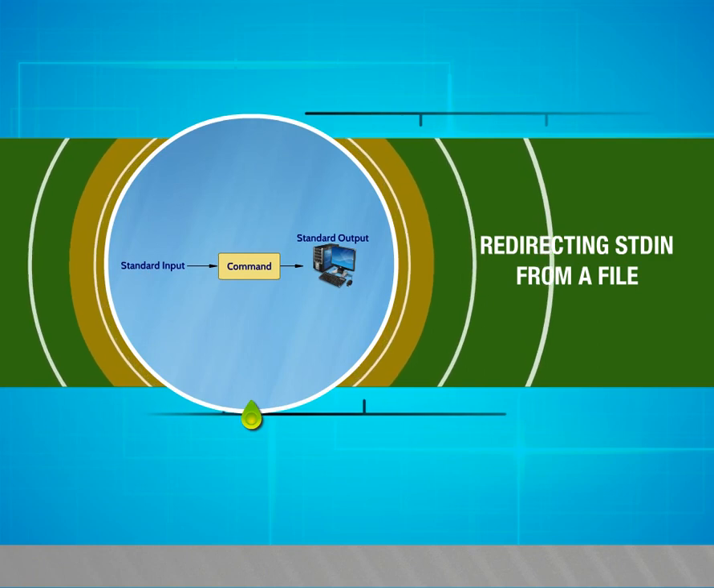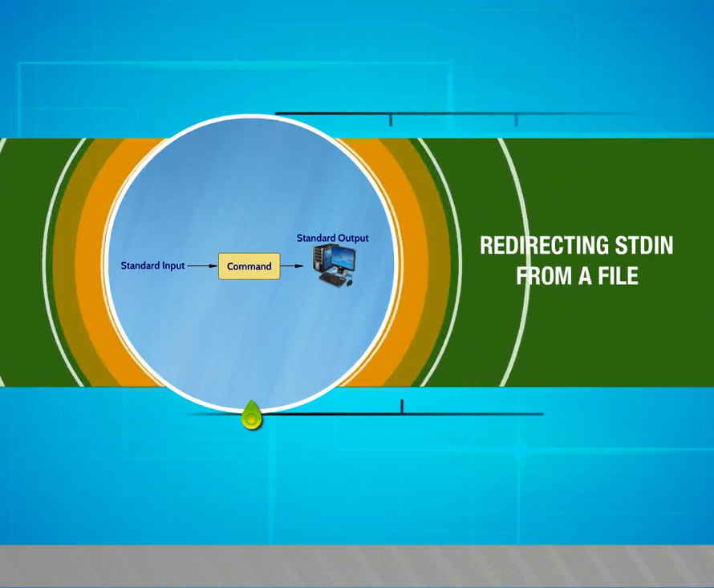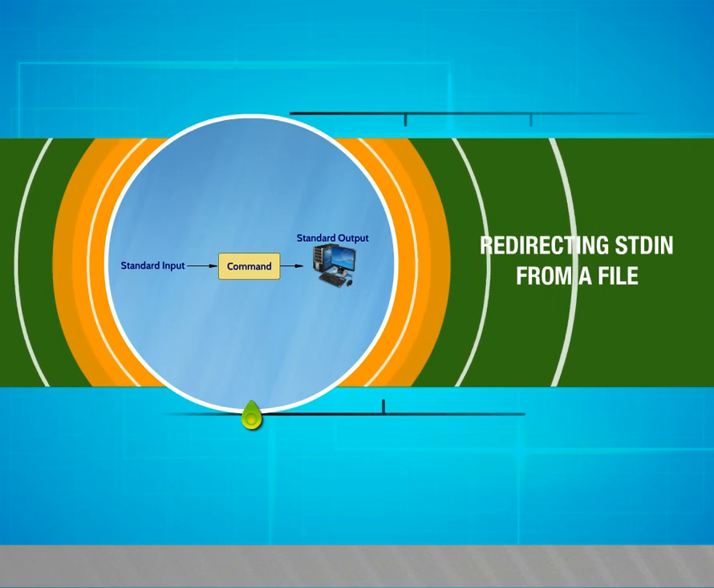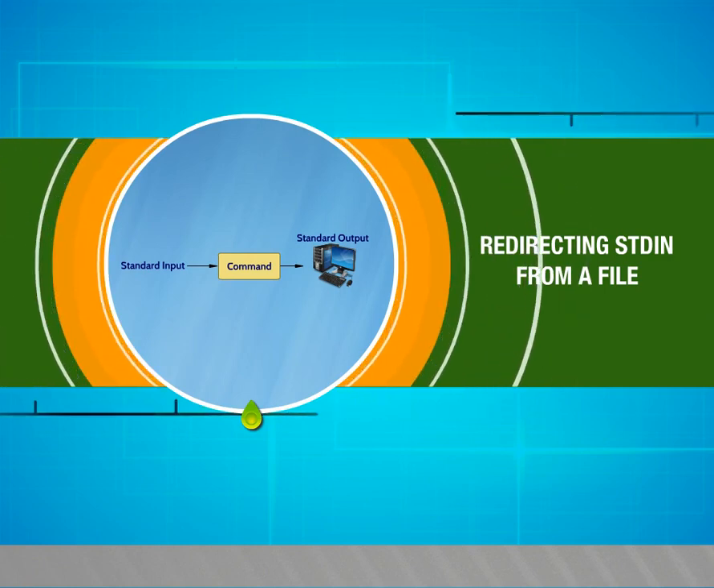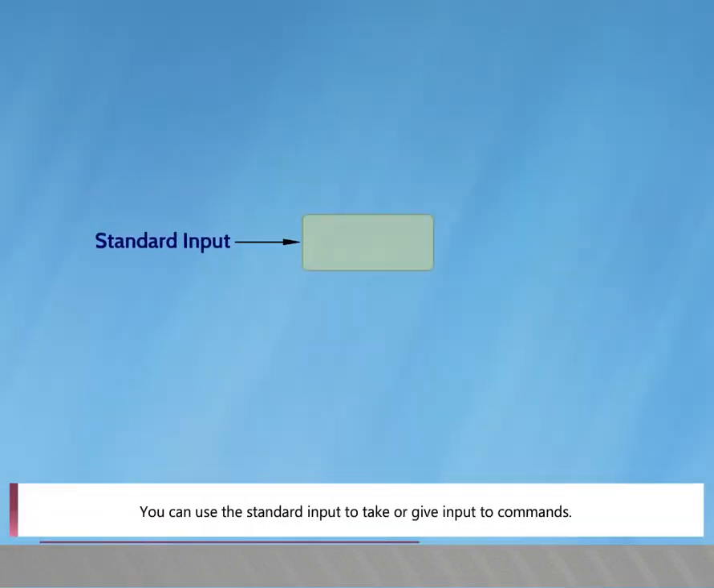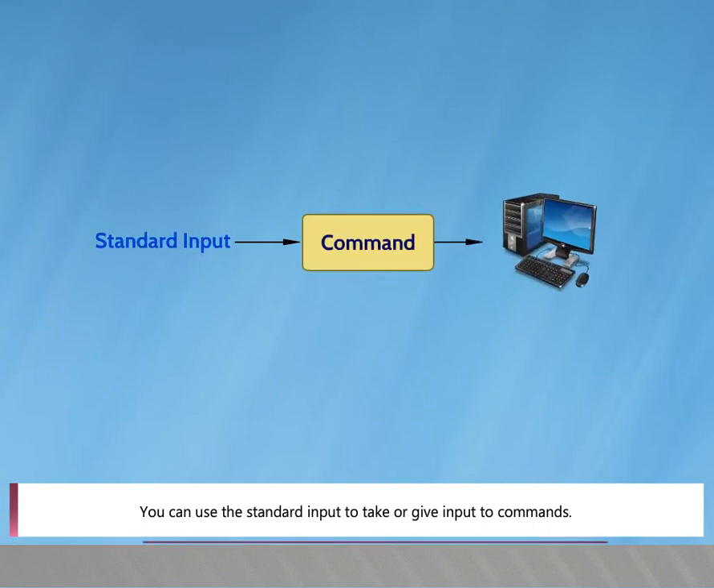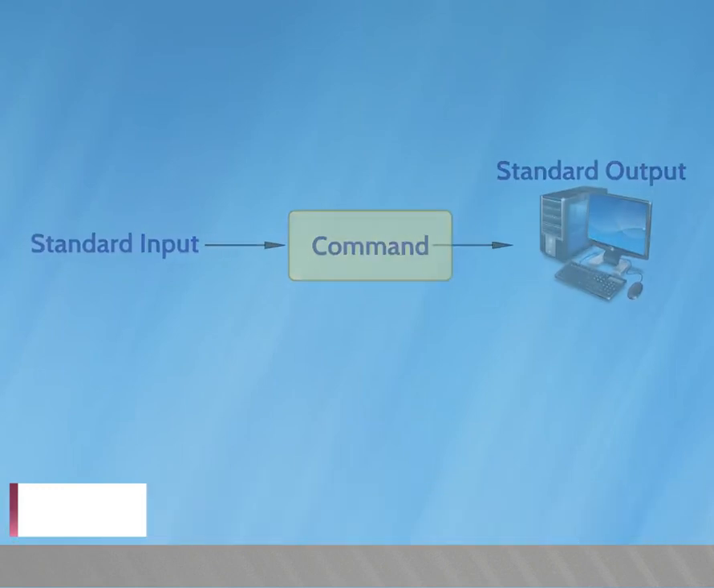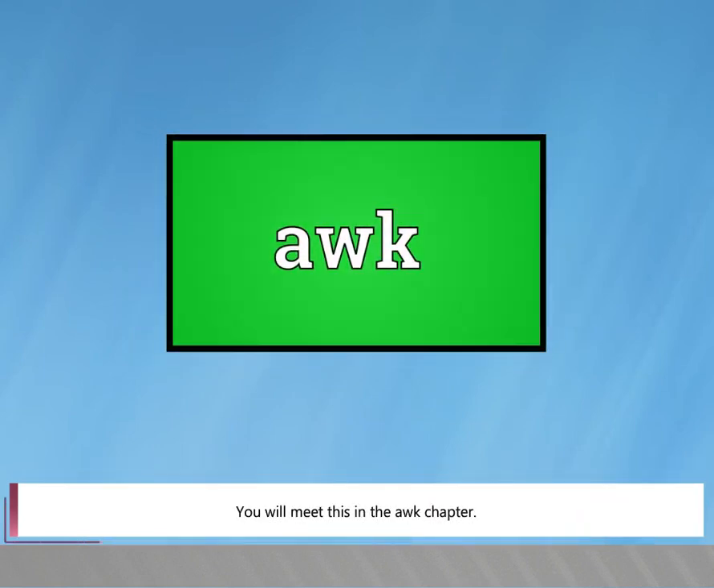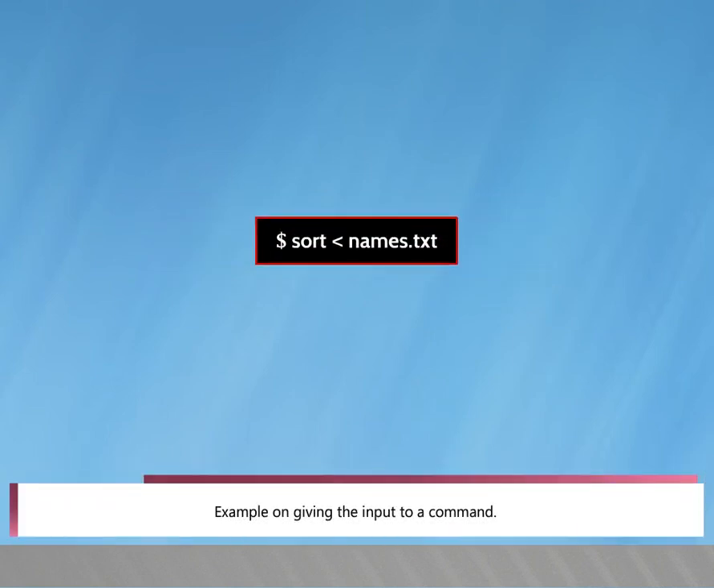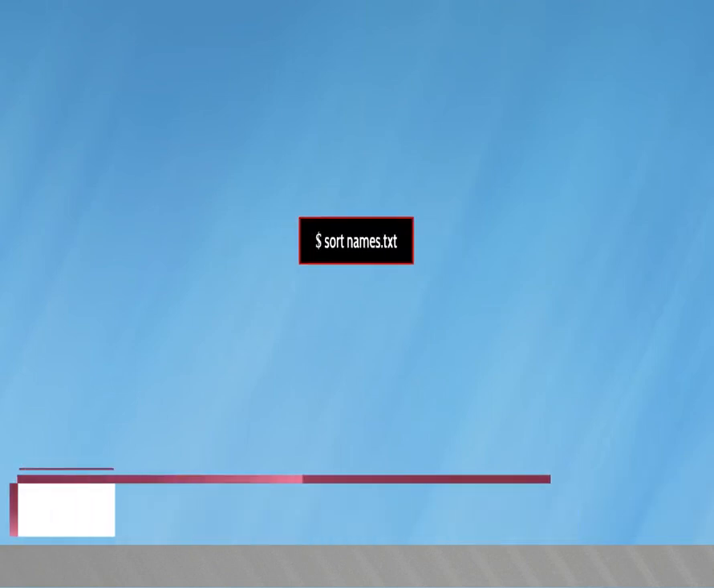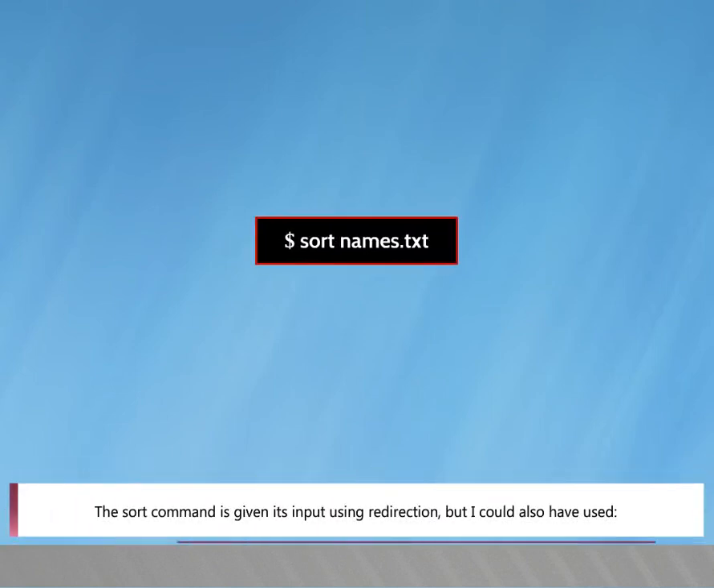Redirecting stdin from a file. In this video, we are going to see about redirecting stdin from a file. You can use the standard input to take or give input to commands. You will meet this in the AWK chapter. An example on giving input to a command. The sort command is given its input using redirection, but I could also have used a pipe.